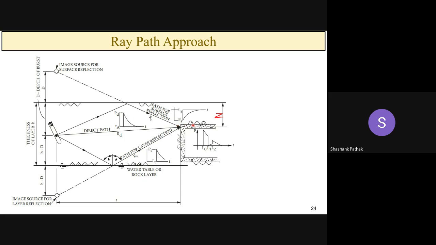Attenuation is something that will depend upon how long the wave propagates in the medium. The longer the travel time of the wave, the longer the travel path of the wave in the media, the higher will be the attenuation. Because the more time it is spending in the media before reaching the structure, the more attenuation will happen to the wave. So that's why we need to know these distances. This is the distance of this direct path, then the distance of this reflected path, and then this path.